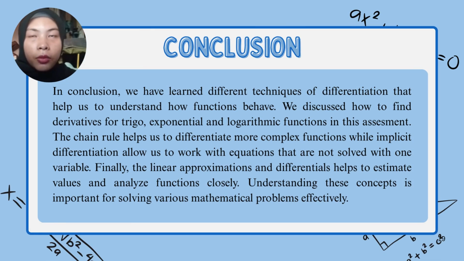In conclusion, we have learned different techniques of differentiation that help us to understand how functions behave. We discussed how to find derivatives for trigonometric, exponential, and logarithmic functions in this assessment. The chain rule helps us to differentiate more complex functions, while implicit differentiation allows us to work with equations that are not solved for one variable. Finally, linear approximations and differentials help to estimate values and analyze functions closely. Understanding this concept is important for solving various mathematical problems effectively.